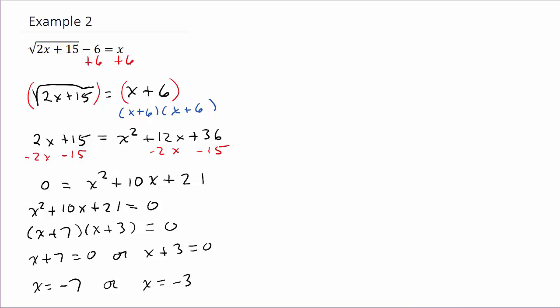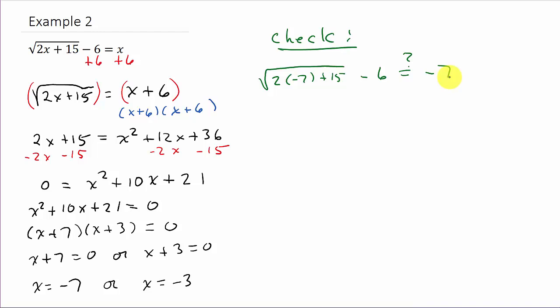So let's do that. Let's check our solutions over here. So let's check the negative 7. So I've got the square root of 2 times negative 7 plus 15, and then minus 6. And I need to know, does that equal, well, plug the negative 7 into x, does that equal negative 7? Well, let's see. 2 times negative 7 is negative 14. Negative 14 plus 15 is 1. Minus 6, does that equal negative 7? Well, the square root of 1 is 1. 1 minus 6 is negative 5, which does not equal negative 7. So x equals negative 7 does not work.